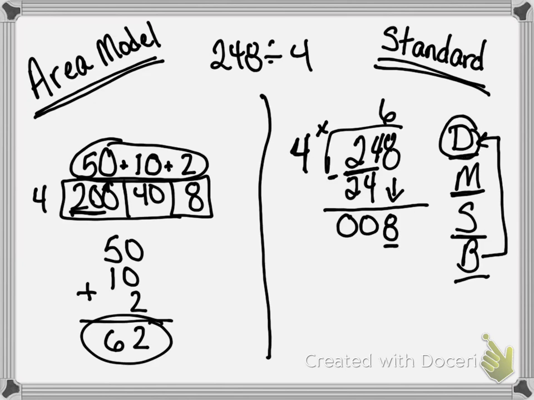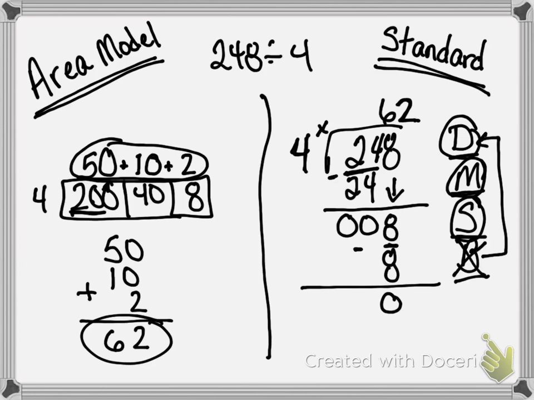I divide my 8 here. So 8 divided by 4 is 2. I multiply this 2 times 4, and that, my friends, is 8. I need to subtract again. 8 minus 8 is 0. And then I don't have any numbers to bring down. I do not have a remainder. My final quotient is 62.